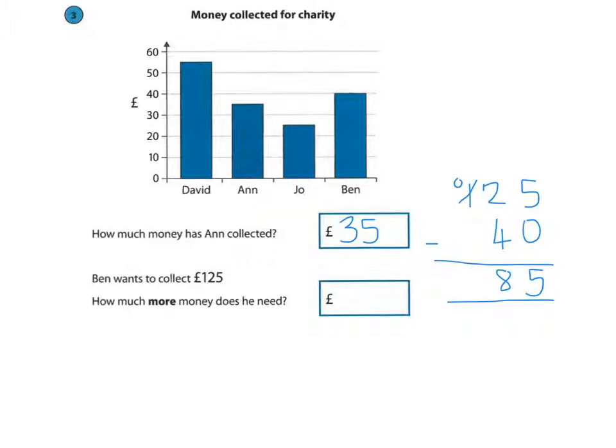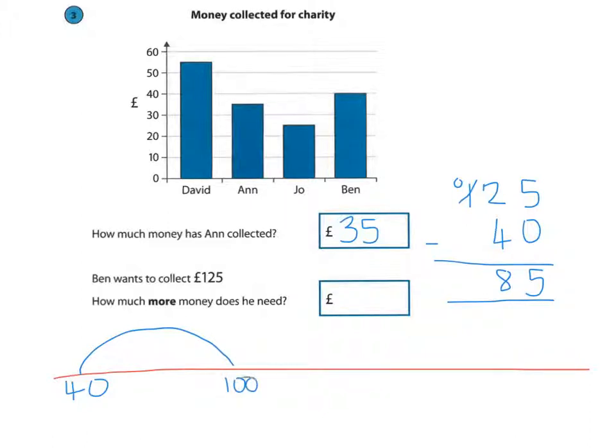We can look at it using a number line as well, just to confirm. We will start with £40 that Ben has. We need to get up to £125. So I'm going to do a jump from 40 up to 100. I know that's 60. We're then going to jump from 100 to 125. That is 25. I'm then going to add 60 and 25, which again gives me 85. So Ben needs £85 more to get to his target.